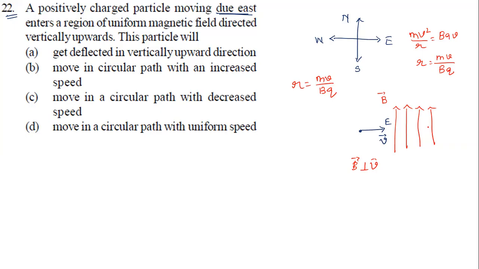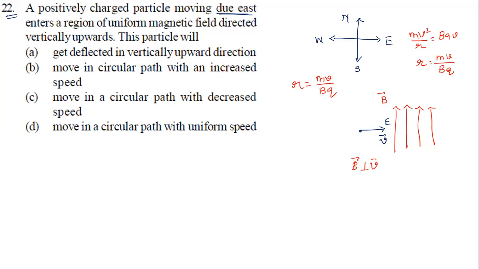The particle moves with uniform speed, so it moves in a circular path with uniform speed. So for get deflected vertically upward, of course it gets deflected, but it is deflected again. So we cannot say this answer is right.